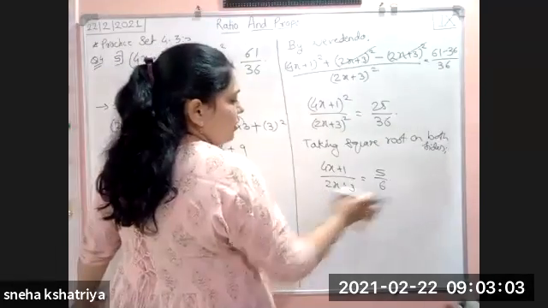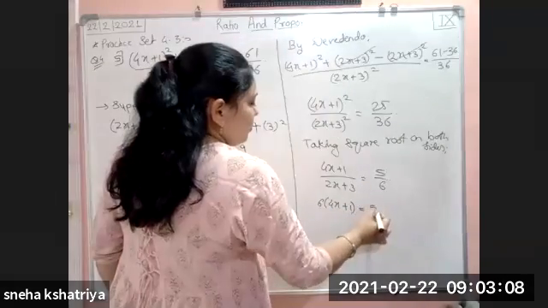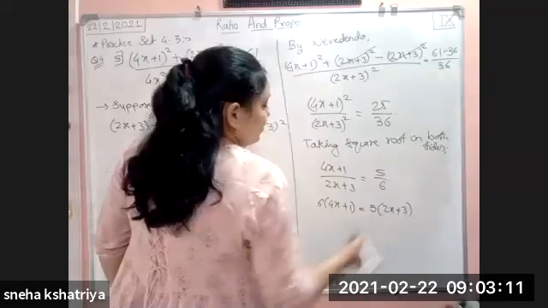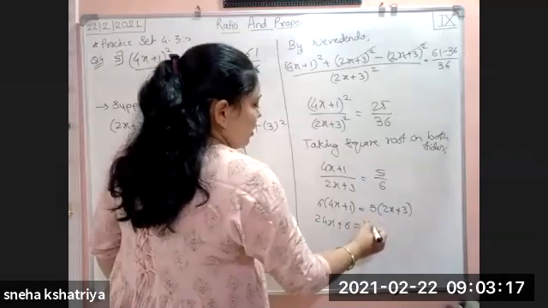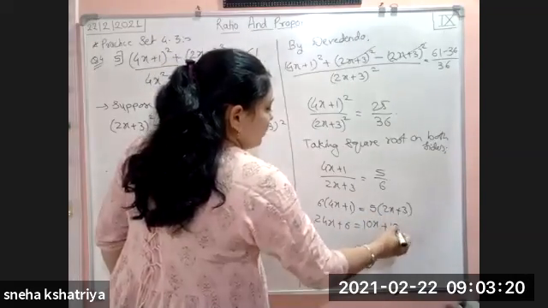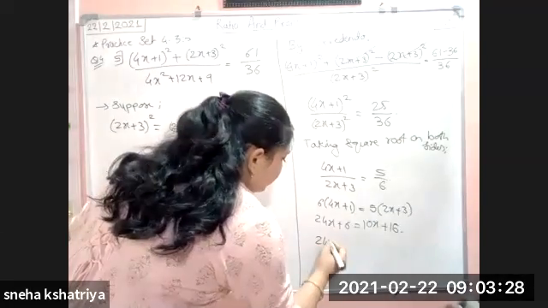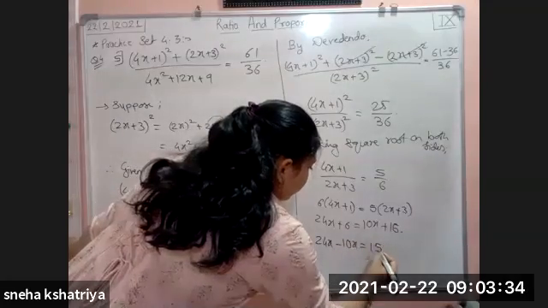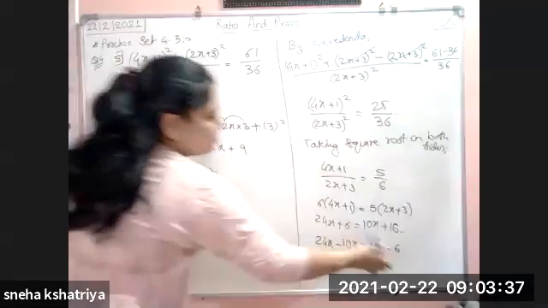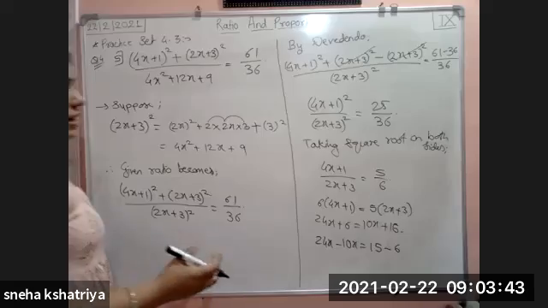6 multiply here and (2x plus 3) multiply there. So 6 into (4x plus 1) is equal to 5 into (2x plus 3). 6 fours are 24x plus 6 ones are 6. 5 twos are 10x plus 5 threes are 15. Bring the x terms to one side and constants to the other side. So this will become 24x minus 10x, which is equal to 15 minus 6. The 6 will shift there, it will become minus 6. 10x will shift here, it will become minus 10. 24 minus 10 is 14x.